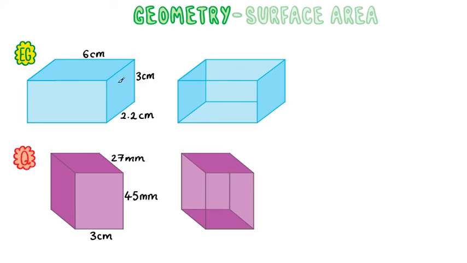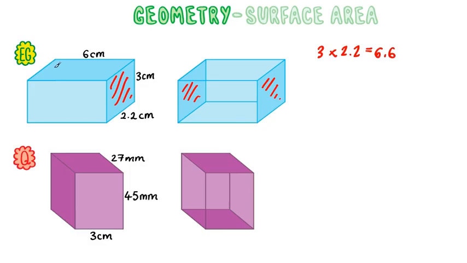Okay, so let's start with the end faces. And there are going to be 2 of those. You can see those in this diagram here, one here and one here. And we can see the dimensions. We've got 3 and 2.2. So we're just going to multiply 3 and 2.2 together, and that gives us 6.6.